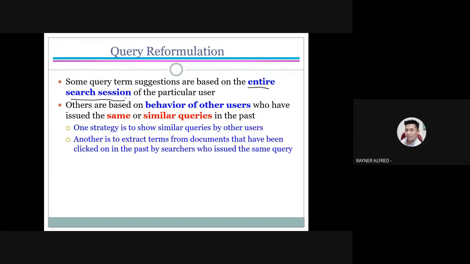Others are based on the behavior of other users who have issued the same or similar queries. This one is more about the number of hits. So when most people type this, they also suggest this, because different people use the same terms to describe what they want to search.